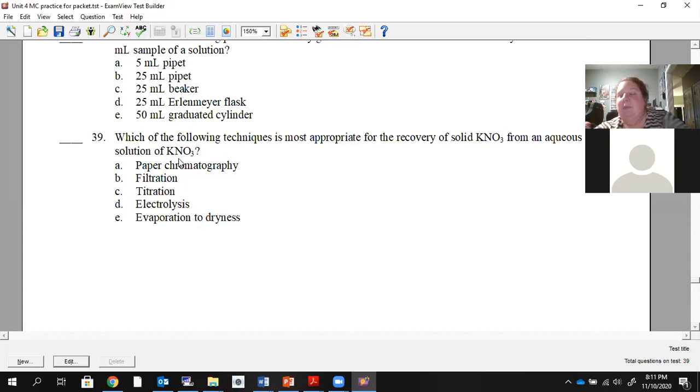Now, if they were talking about some other chemical other than potassium nitrate, something that wasn't soluble, like silver chloride, that's not on our SNAP rules, and so we wouldn't necessarily know whether that would be soluble. We would assume that that's not soluble. Then we could totally filter it and collect that solid.